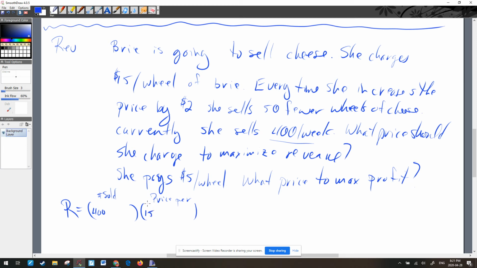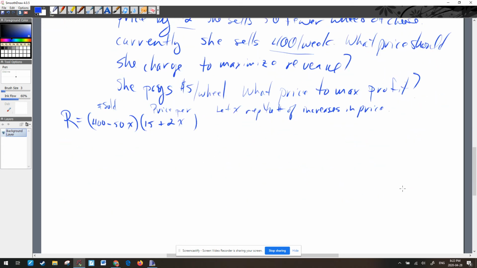And then we know that if she increases the price by $2, she sells 50 fewer wheels of Brie. And she can do that multiple times. So I'm going to let an x go in here. So let x represent the number of increases in price. Okay, and so then we would expand that, we would differentiate it, we'd set it equal to 0, and we would solve, and that's what it would tell us.